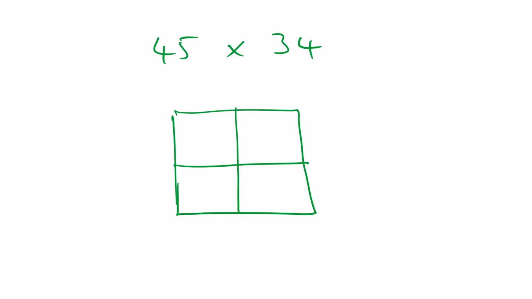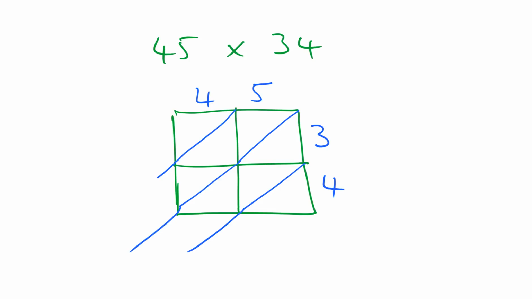Okay, does anyone need a bit more time? No? Okay. I'll just start to write it down myself, and then we can check. So we're writing 45 up there and 34 down the side. We then think about our diagonal lines.